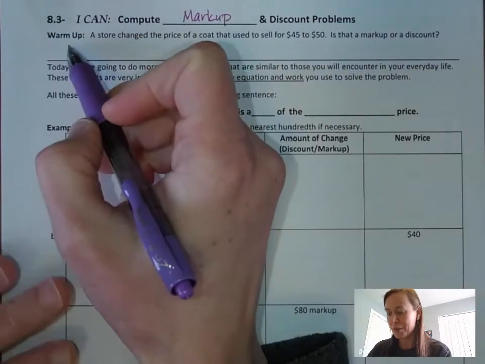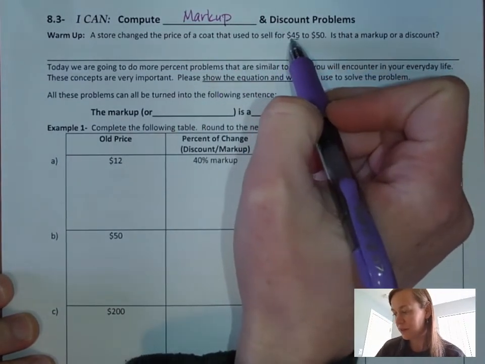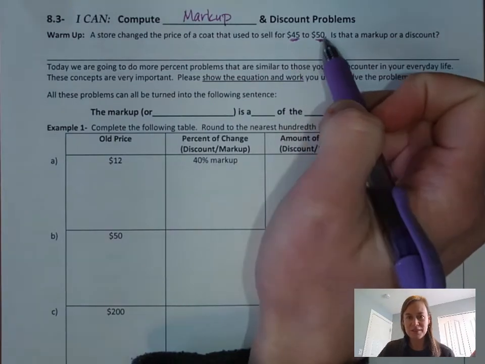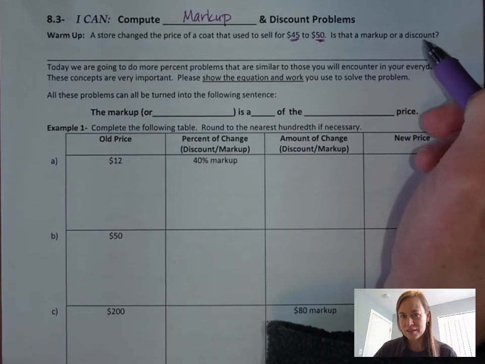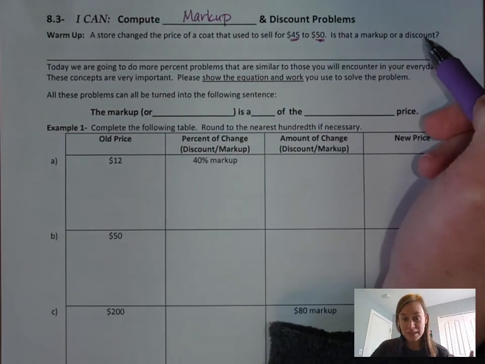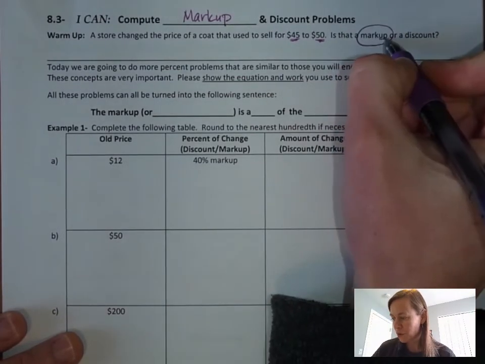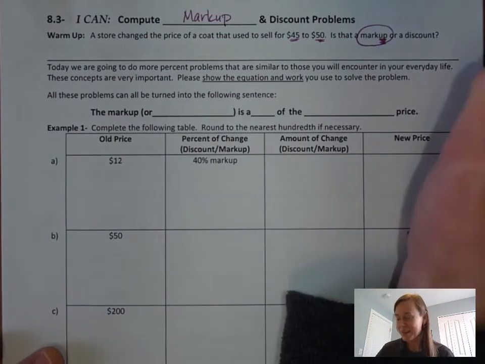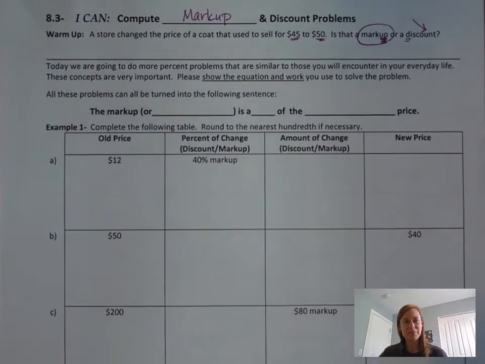So for our warm-up, it says, a store changed the price of a coat that used to sell for $45 to $50. Okay, so it used to be $45, now it's $50. Is that a markup or a discount? Well, when they raise a price on something, that is called a markup. So this is a markup. And just remember that word up is in there. If the price goes up, it's a markup. If the price goes down, think D for down, it's a discount. All right, so that's a markup versus a discount.